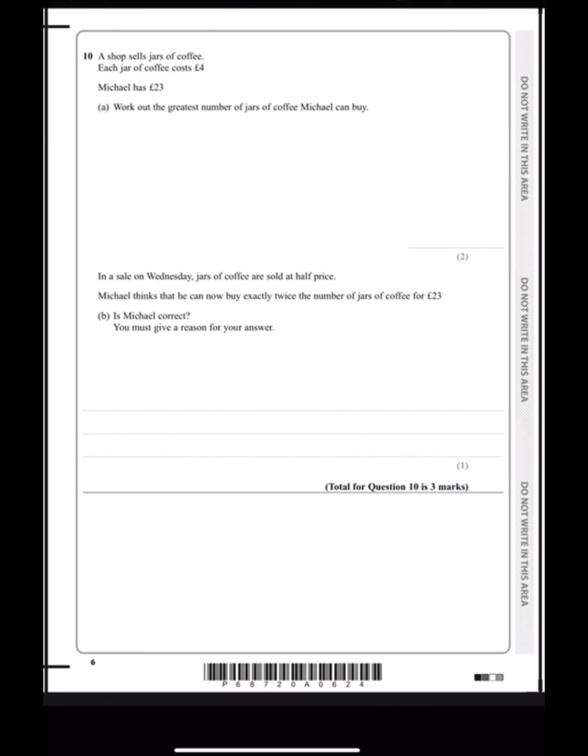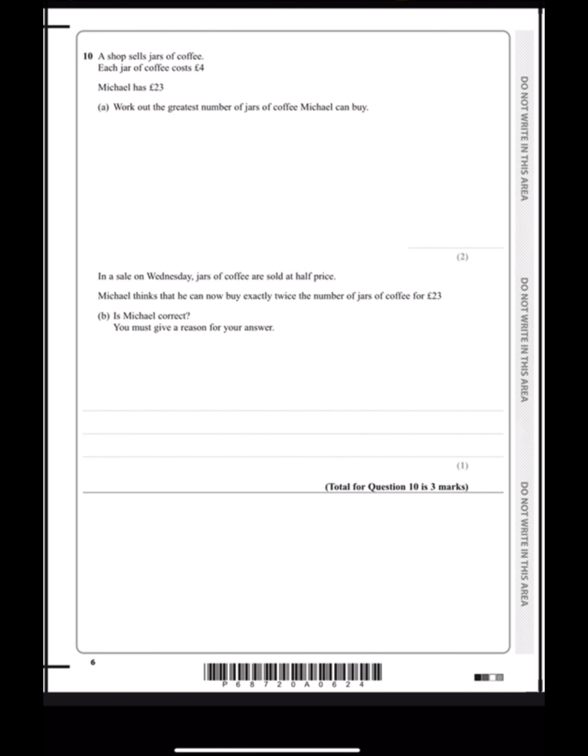So this is again a very simple question. Now this is something to be taken literally by imagining it. Okay, there's a guy named Michael. He has 23 pounds. He's in this coffee shop. It is at the cost of 4 pounds. He has 23 pounds, which is way more than 4 pounds. How many times can he buy coffee?